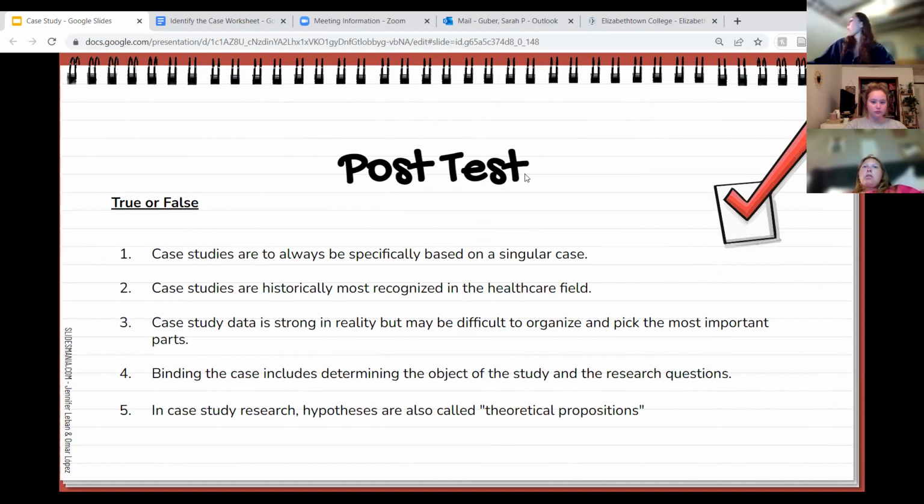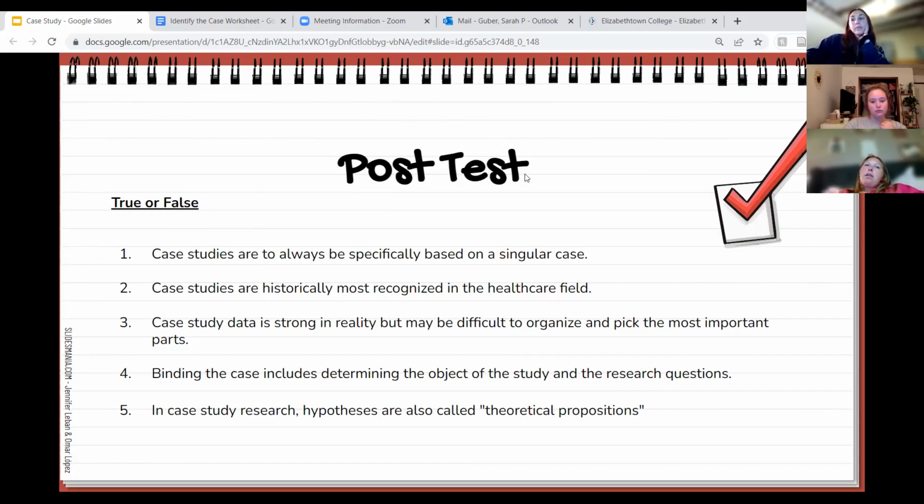Number 1, case studies are to always be specifically based on a singular case. 2, case studies are historically most recognized in the healthcare field. 3, case study data is strong in reality, but may be difficult to organize and pick the most important parts. 4, finding the case includes determining the object of the study and the research questions. 5, in case study research, hypotheses are also called theoretical propositions.